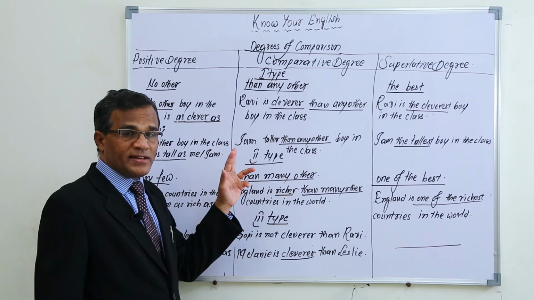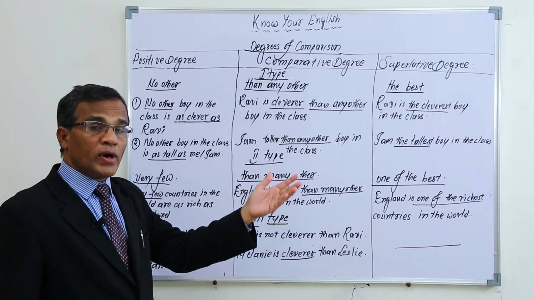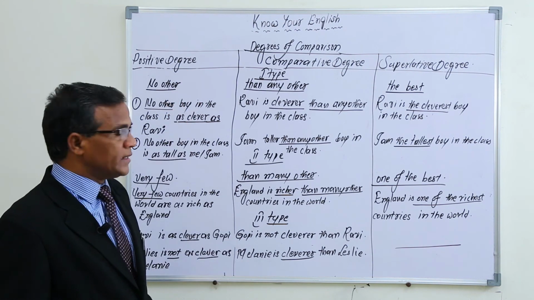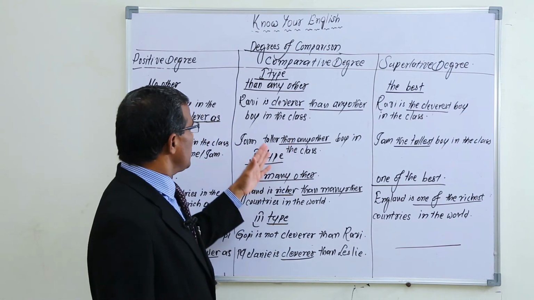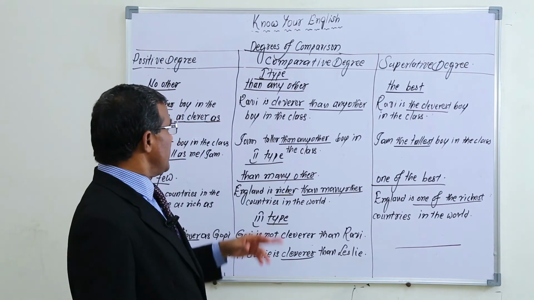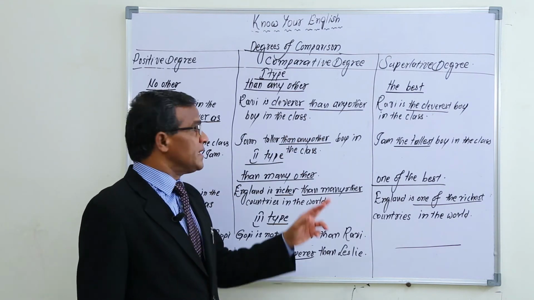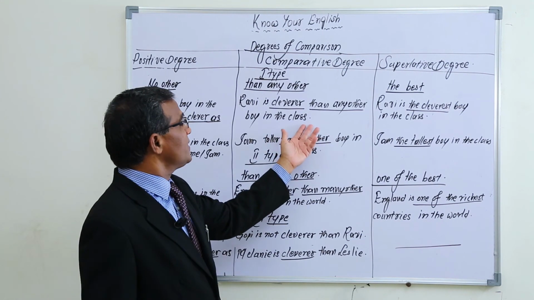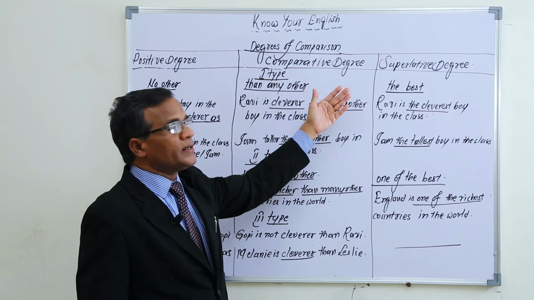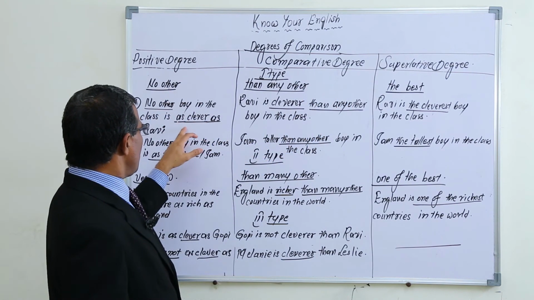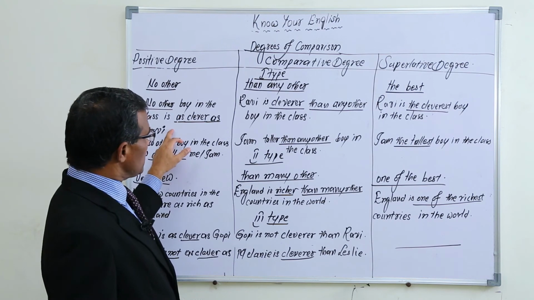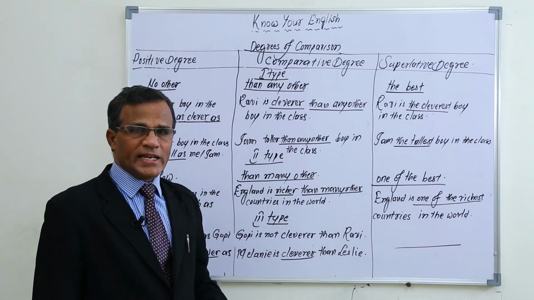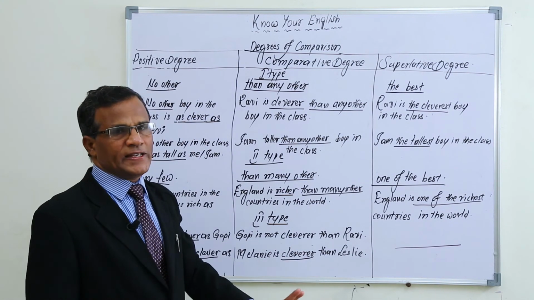So one type of comparison may be in this way. No other boy in the class is as clever as Ravi. This is one type of comparison, and that is said to be in positive degree. And without changing the meaning of this one, in comparative degree also we can say: Ravi is cleverer than any other boy in the class. So this is called comparative degree. If you say no other boy in the class is as clever as Ravi, the meaning is the same as Ravi is cleverer than any other boy in the class. The meaning is not changing, only the form of the sentence is changing here.